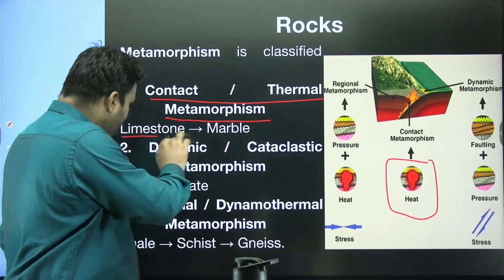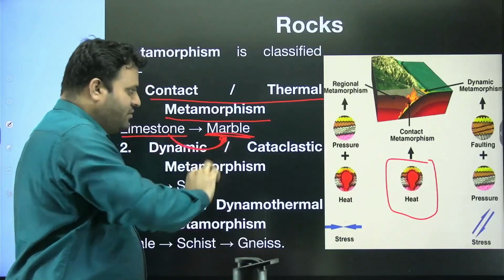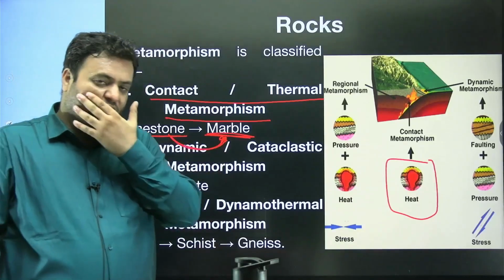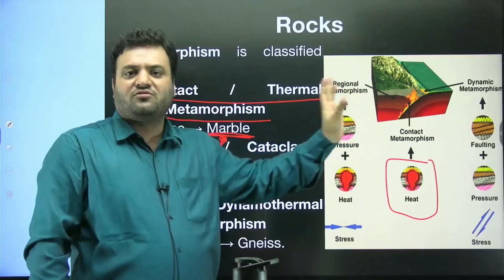Like when limestone is converting into marble, limestone is transforming into marble. That is one of the examples. When the limestone is subjected to intense heat, its structural appearance changes.